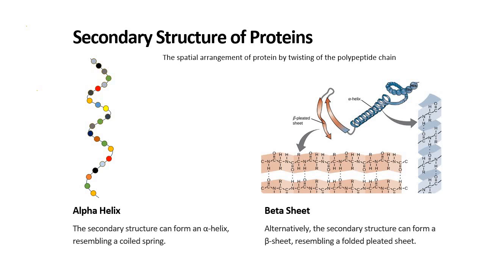This is the secondary structure of protein. The secondary structure is nothing but the spatial arrangement of proteins by twisting of the polypeptide chain. This is the alpha helix, which is a helical form of a structure. In this image you can see both the alpha helix and the beta pleated sheet. This is the spiral structure, which is the alpha helix, and this is the beta pleated sheet. In this video, I am discussing very little about the structure part.